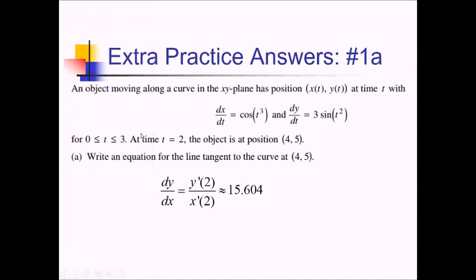Now we actually have to write the equation of the tangent line. So I'm going to have y minus the y value 5. So I'm going to use point slope here. And then that's going to equal my slope of 15.604 times x minus the x value 4.